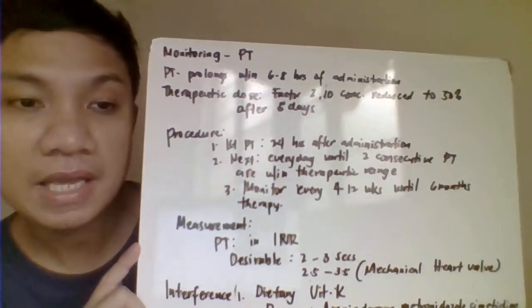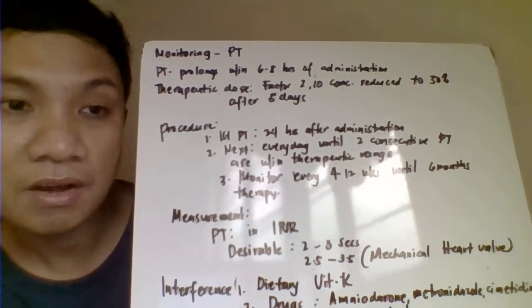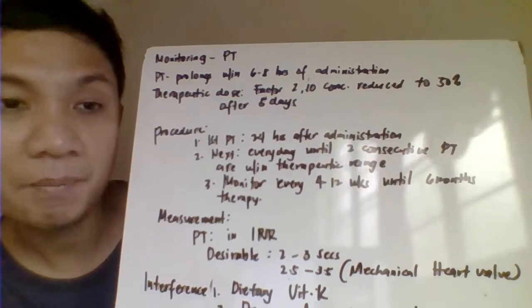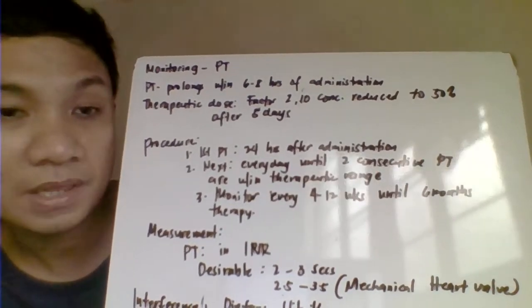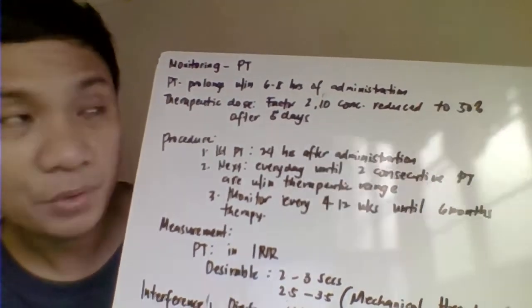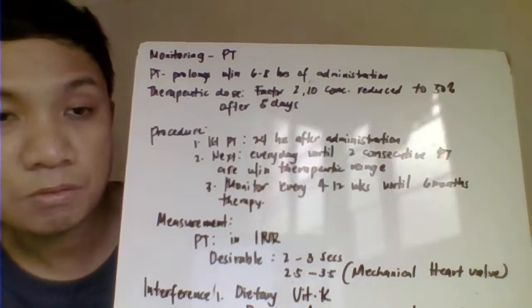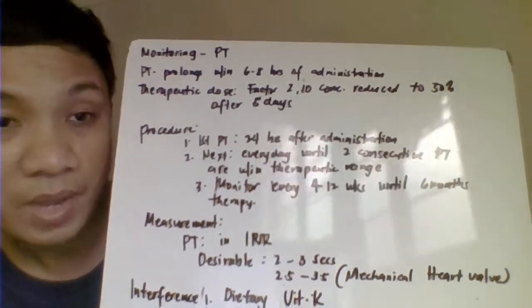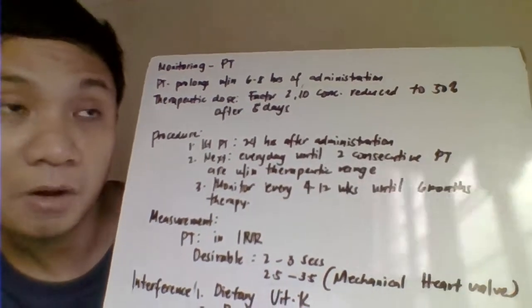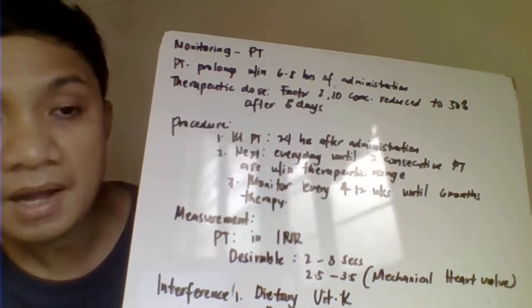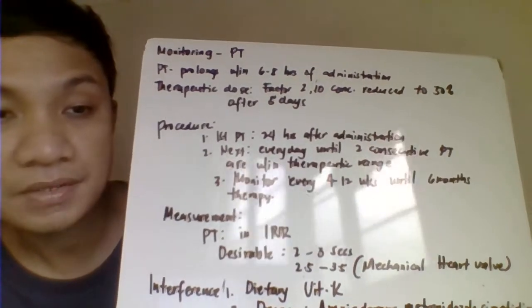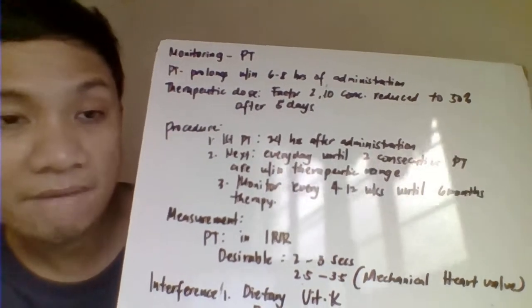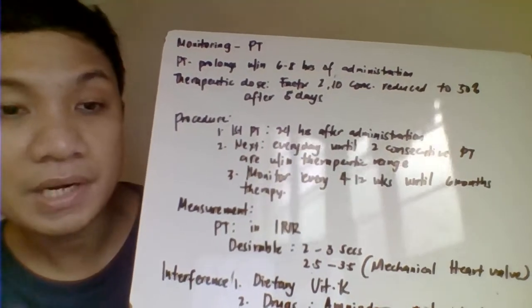We have here the monitoring of the patient on warfarin therapy. We use the prothrombin time to monitor the patients on warfarin therapy. Why prothrombin time? Remember that prothrombin time monitors problems related to your extrinsic pathway, that's factor 3 and 7, right? And the common pathway, 10, 5, 2, 1. Among our vitamin K dependent coagulation factors, factor 7 is the one which has the shorter half-life.